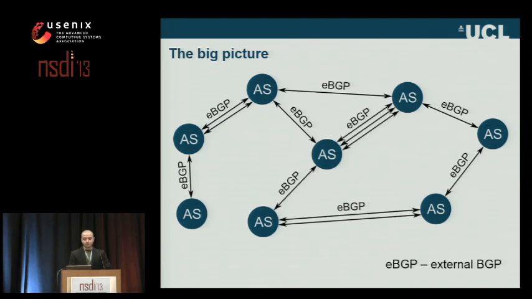Let's look at the big picture. The internet is a collection of autonomous systems. They connect via eBGP sessions. eBGP is used to distribute external routes among autonomous systems, and eBGP stands for external BGP.